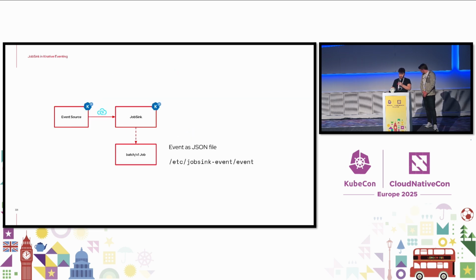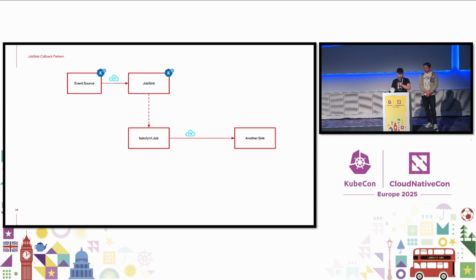Another thing that I want to talk about as part of this is a pattern. Now we see people use JobSink also to create complex workflows that are event-driven, so very scalable in a way. The idea is that before shutting down your job, basically completing your job, you produce a new event, so that event can also trigger further processing.